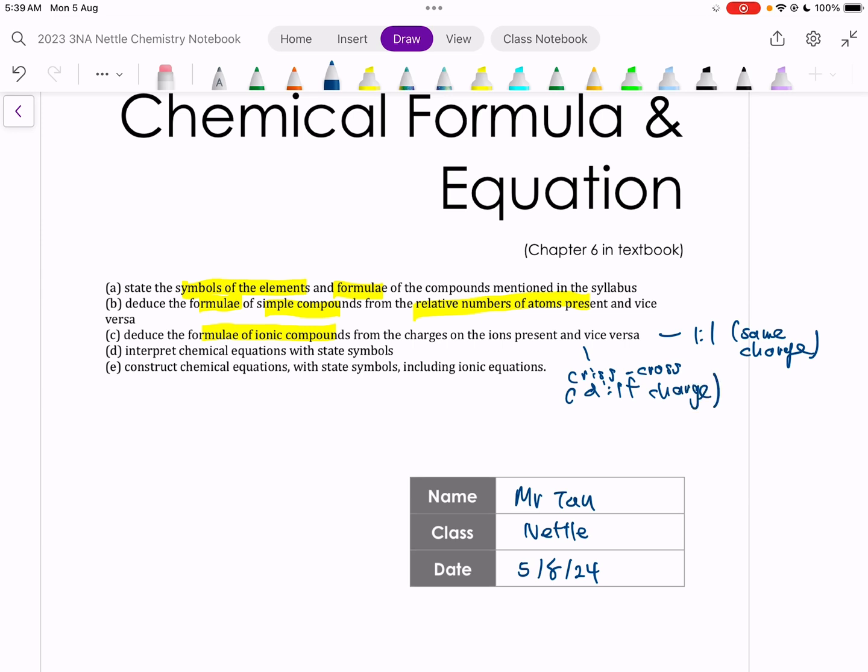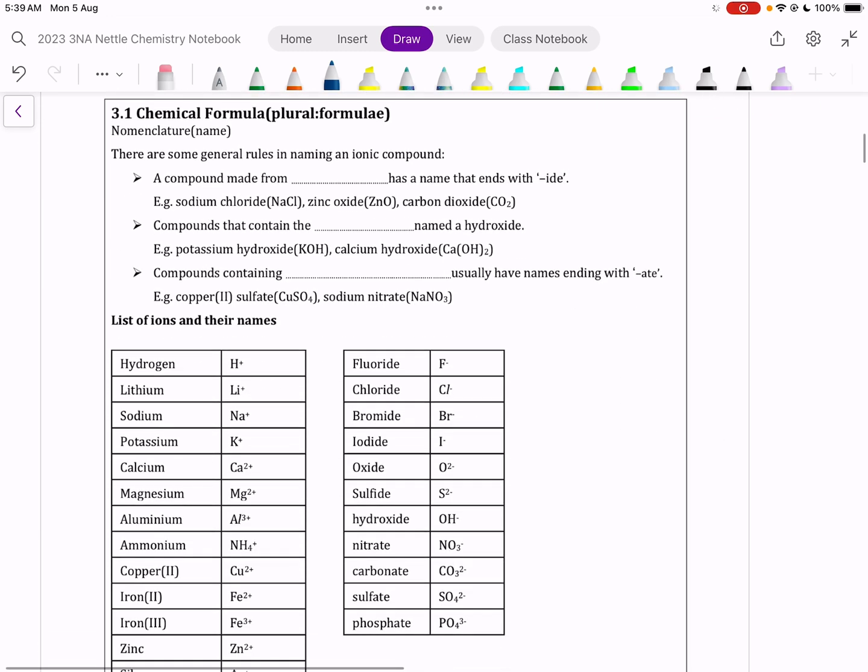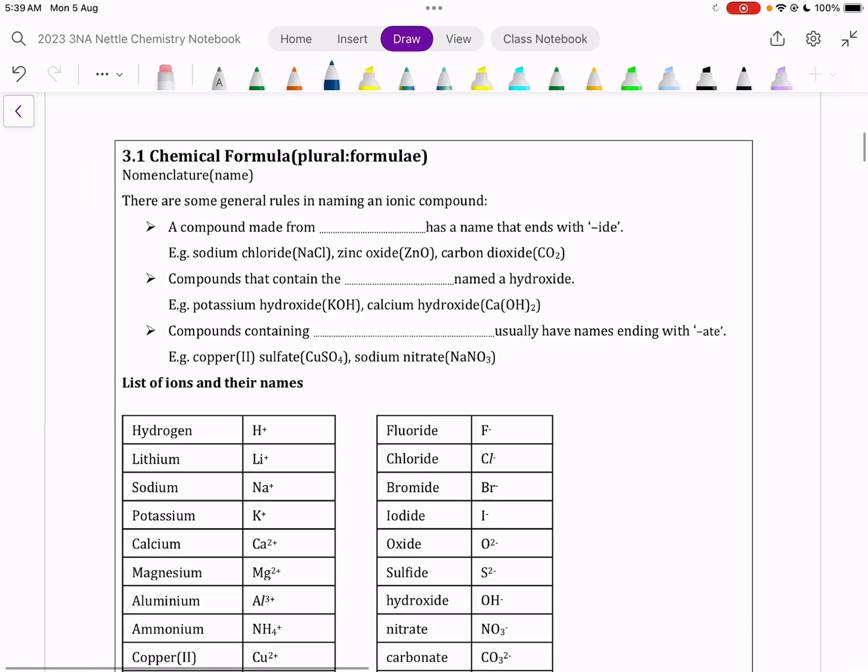After that we are going to write chemical equations, and then chemical equations with state symbols. So let's get started with page 2. The first part is just a recap of writing of chemical formulas.